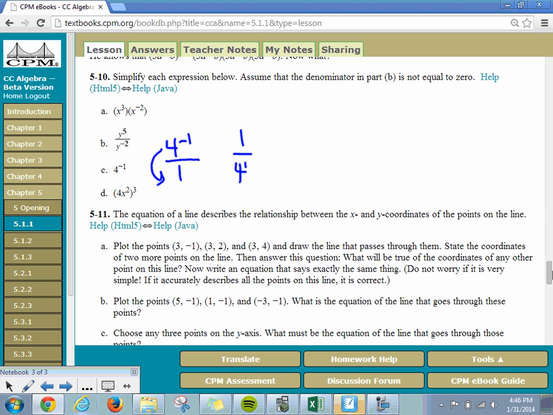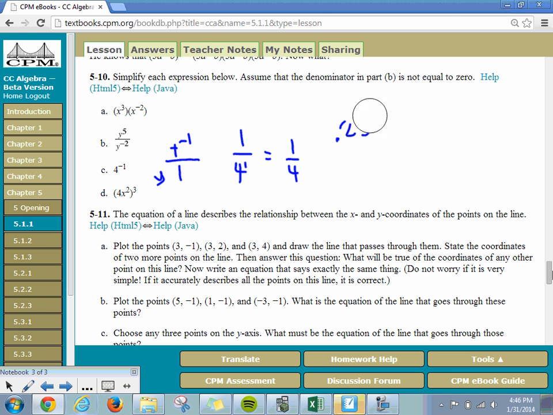So we're left with 1 up top and 4 on the bottom. We've got 1 of them. So our answer is just 1/4. A great way, since we've got numbers here and not variables, to check yourself is to plug it into your calculator. If you were to plug 4 to the negative first into your calculator, it would probably give you 0.25 as a decimal, which we know as a fraction is 1/4.